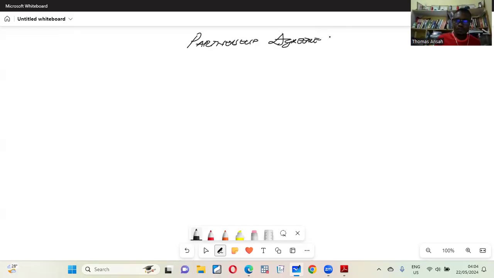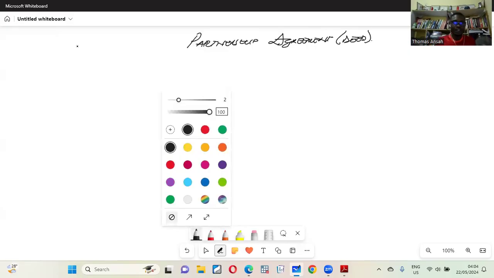Another name for this partnership agreement is actually called the partnership deed. The partnership deed. Now, this is just a document that details the relationship, how we govern the partnership. It expresses the terms and conditions under which the partnership is supposed to operate. So it's like an agreement that is being written.